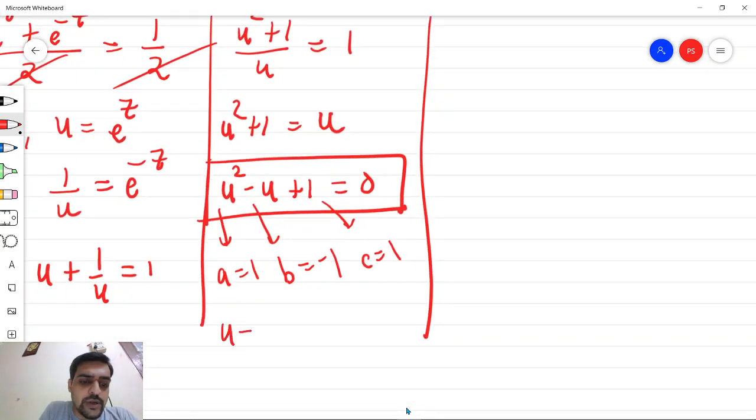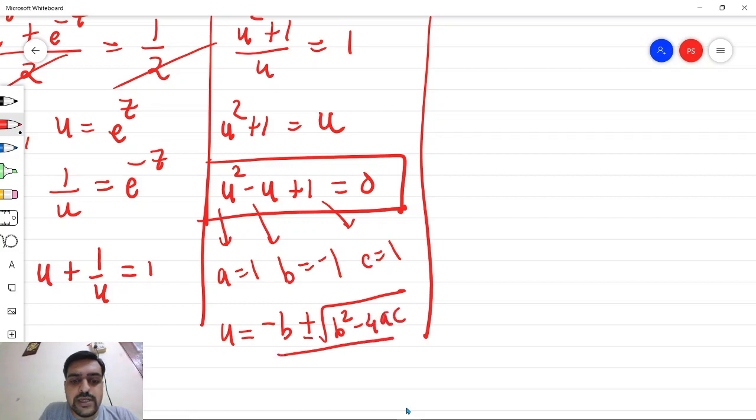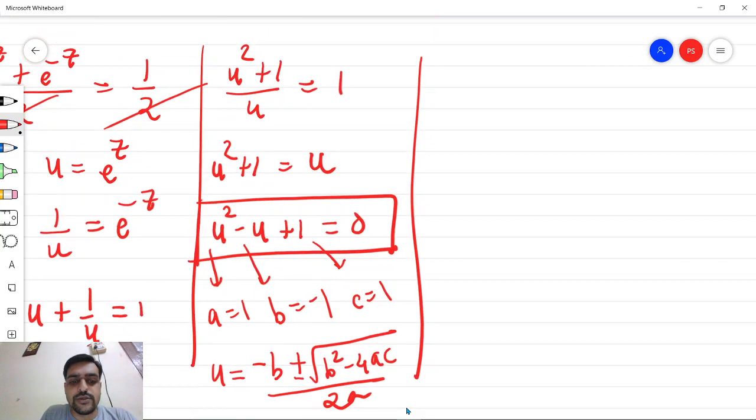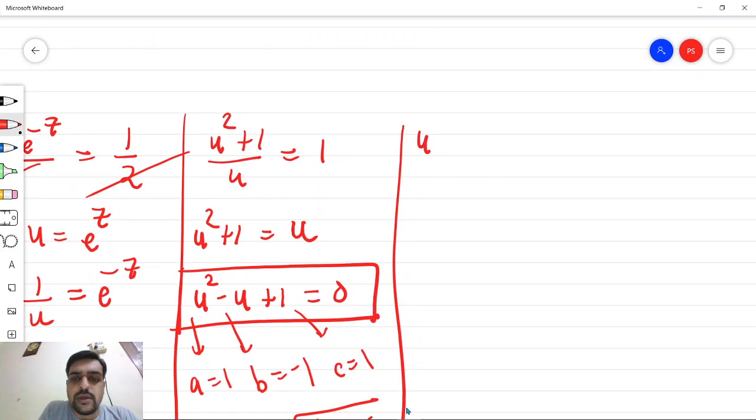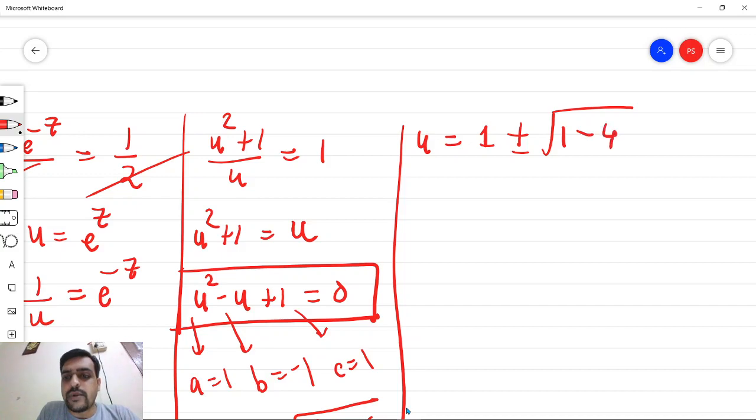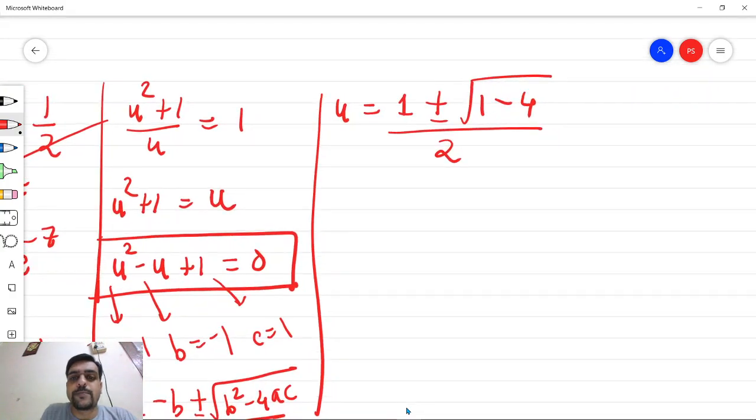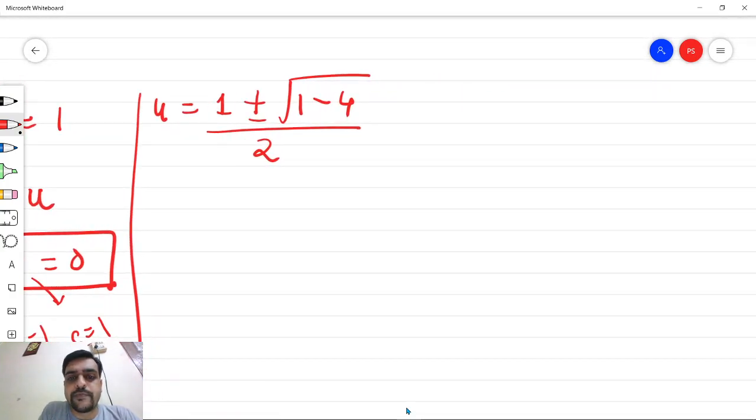and u is going to be equal to minus b plus or minus root of b squared minus 4ac divided by 2a. So in this case here, u would be equal to minus b, which will be 1, plus or minus root of b squared, which is again 1, minus 4 divided by 2 times 1, which is 2, right, which is equal to 1 plus or minus root of minus 3 divided by 2.